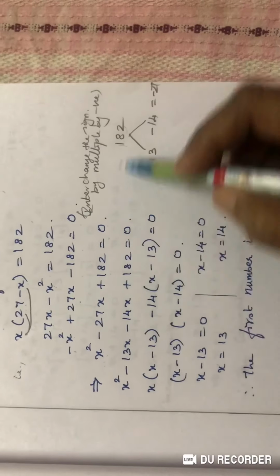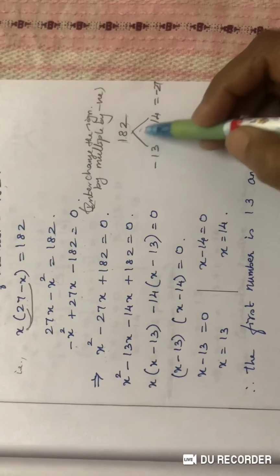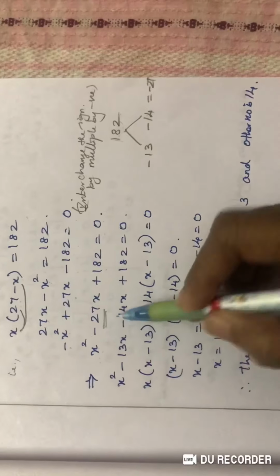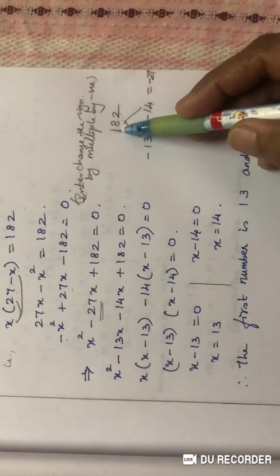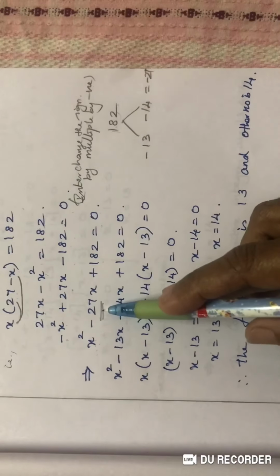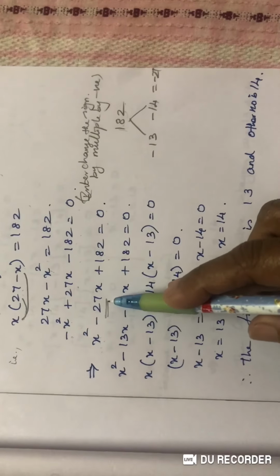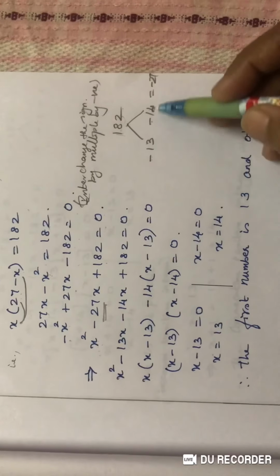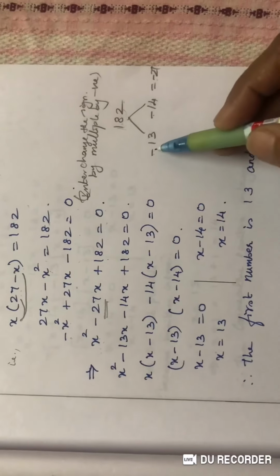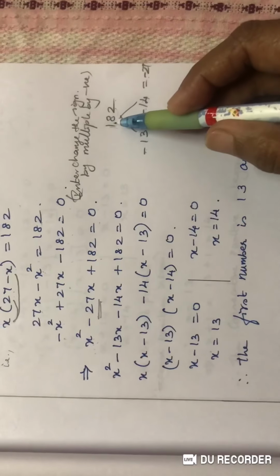So 1 into 182 is 182. Now factorize so that I get the middle term. So 13 into 14 is 182. When I am adding or subtracting, I should get the middle term, that is minus 27. So when I put a minus sign for both, only then can I add and write minus 27. When I am multiplying, I will get plus 182.